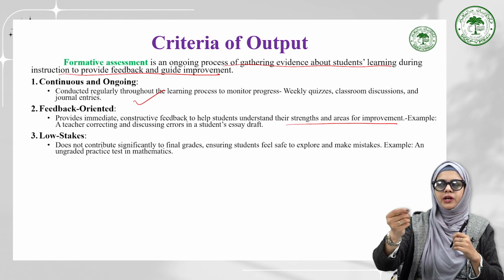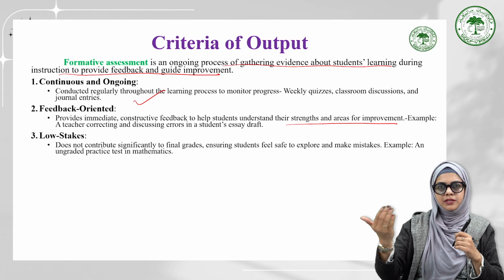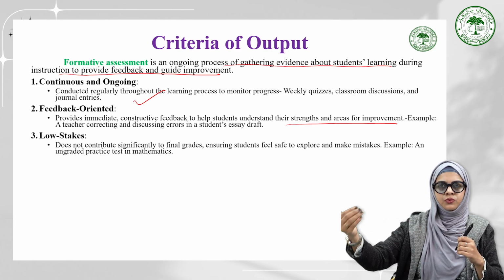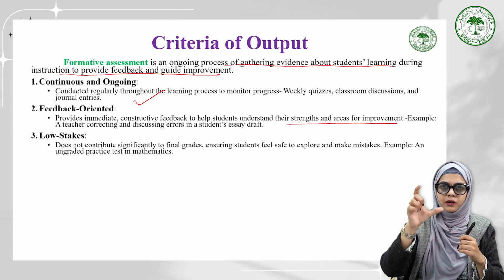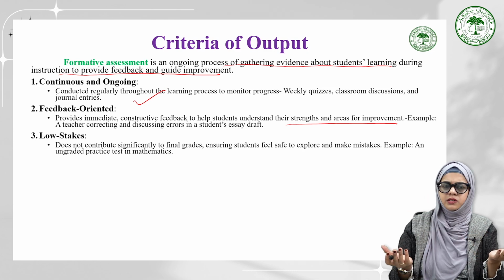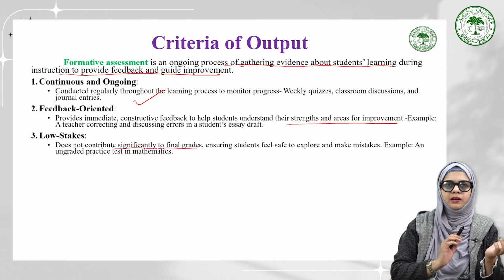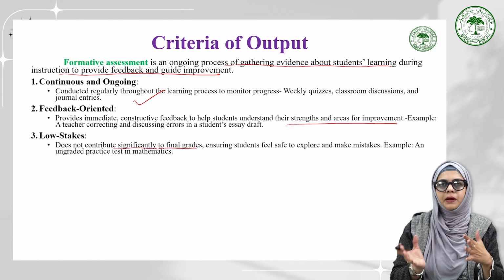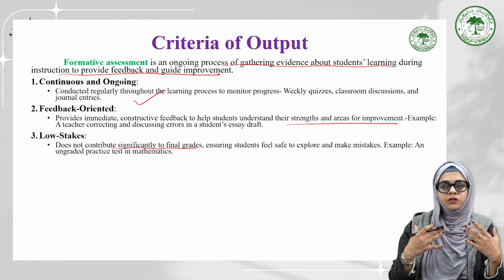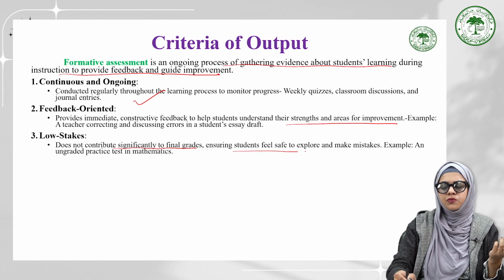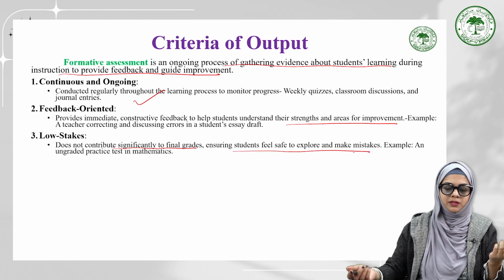For example, a child has drafted an essay. As soon as the teacher gets the essay, she corrects it, and then she informs the student the feedback of that particular write-up. Then there is low stake. That means it does not significantly contribute to the final grades. Sometimes it does, sometimes it doesn't. Sometimes we just want the child to improve in a specific area. So it basically ensures students feel safe to explore and make mistakes.